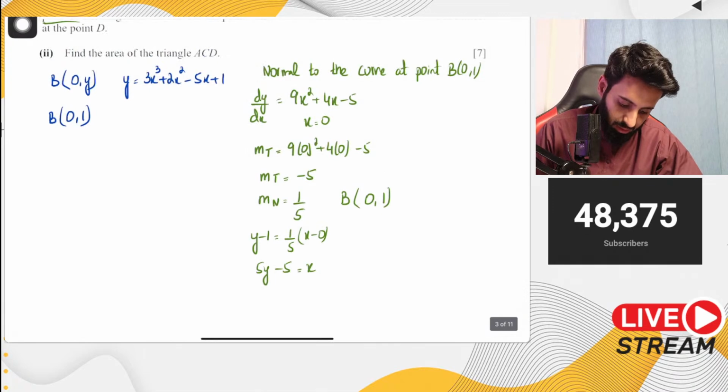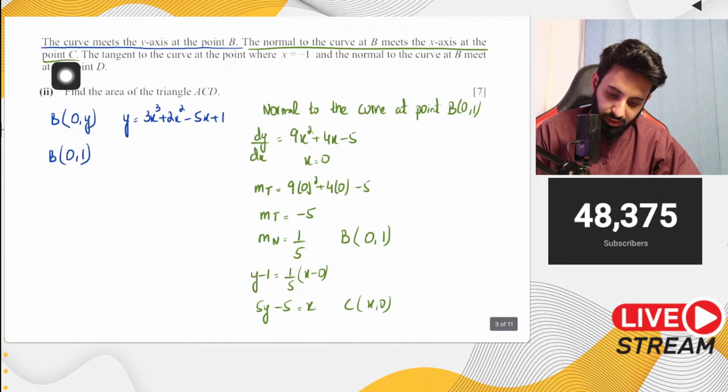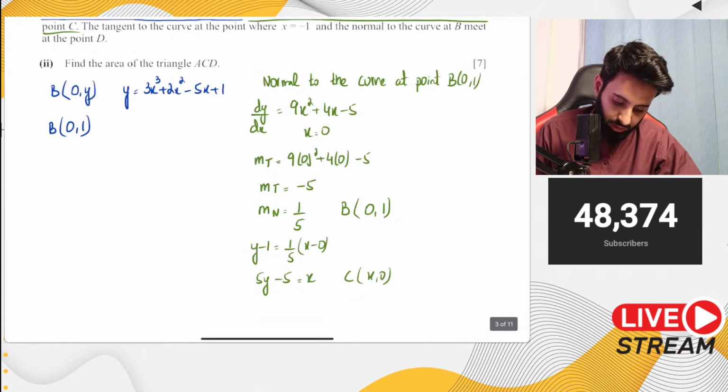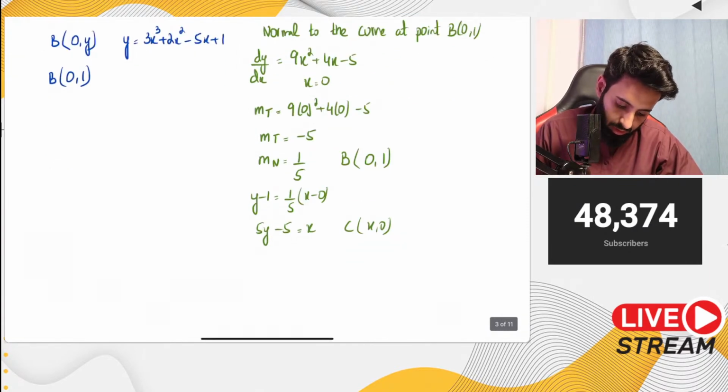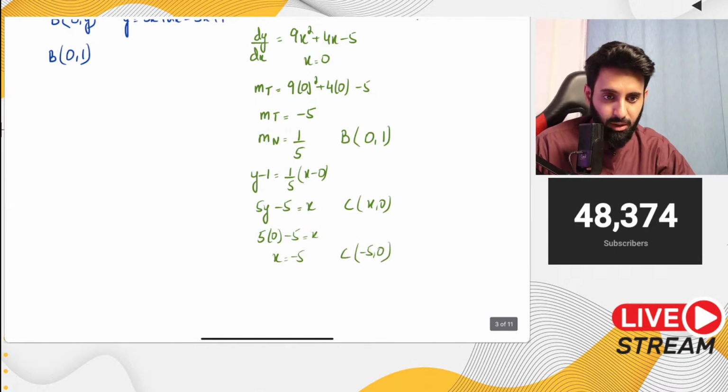So that means C will have coordinates (x, 0), because C is the point where the normal cuts the x-axis, so the y coordinate of C will be 0, and there's going to be some x coordinate. So 5 into 0 minus 5 equals x. That means x equals minus 5. And now we have the coordinates of C, and they are (-5, 0).